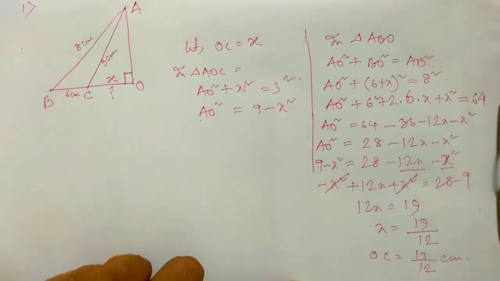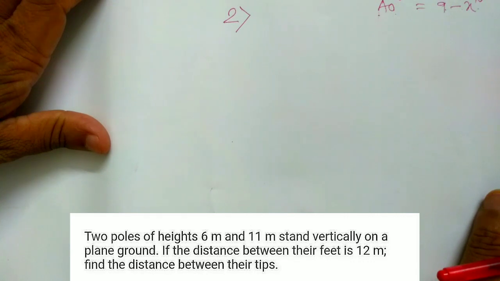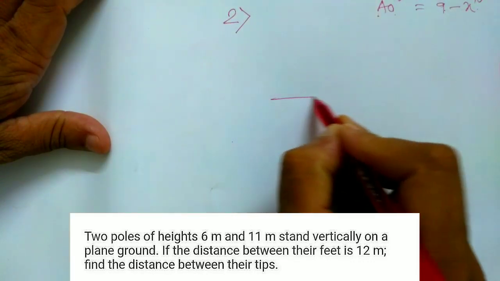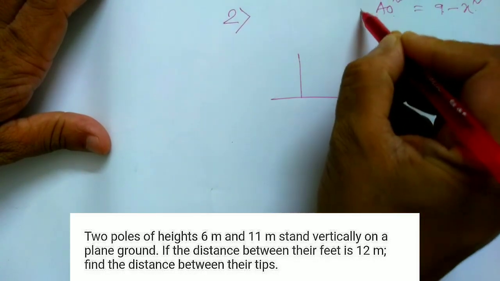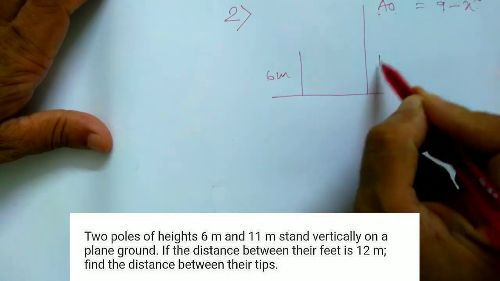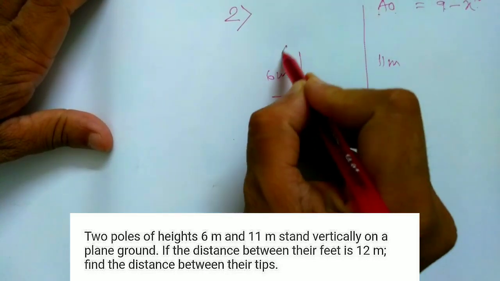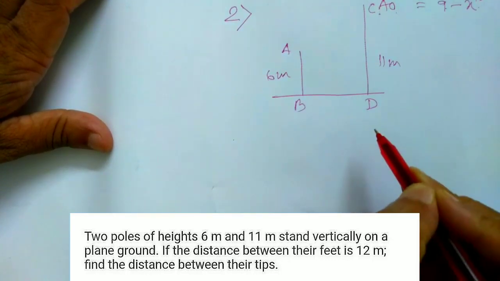Let us move to our next question. Question number 2. Two poles of height 6 meter and 11 meter stand vertically. Let us draw the figure. Say this is 6 meter and this is 11 meter. This is A, B. This is C, D.